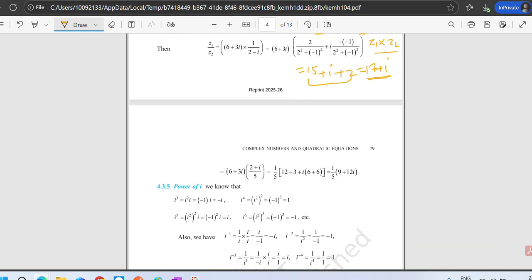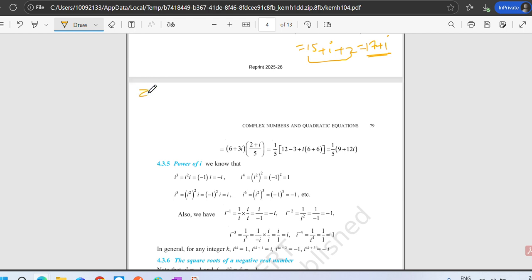Now, after doing this multiplication, let's see some division. Let's say I want to do Z1 by Z2. Let's say Z1 I'm taking 3 minus i, divided by 5 plus i, I want to divide it. For division, I'll use this method. I'll just take the reverse of this number, change the sign, 5 minus i, and I can write here 5 minus i, because if you do this, nothing will change. Then you just multiply numerator and denominator.